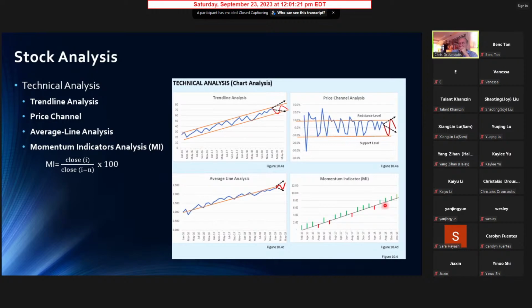And if you go on Bloomberg, they have a momentum indicator for each company. And it's basically this formula here. They look at the stock prices at different changes, at different levels of momentum. Okay.